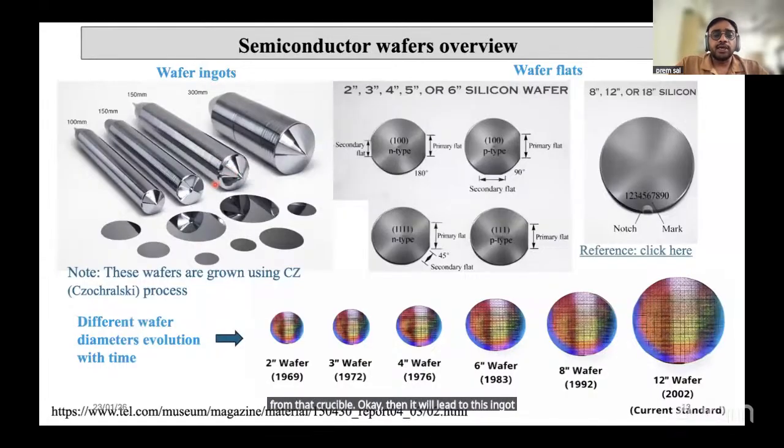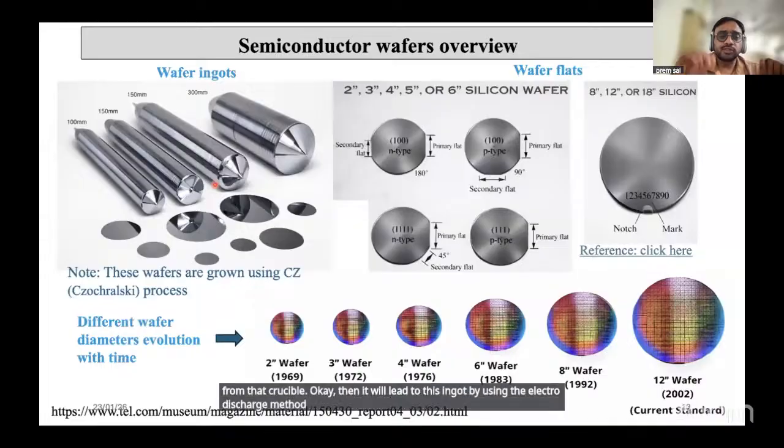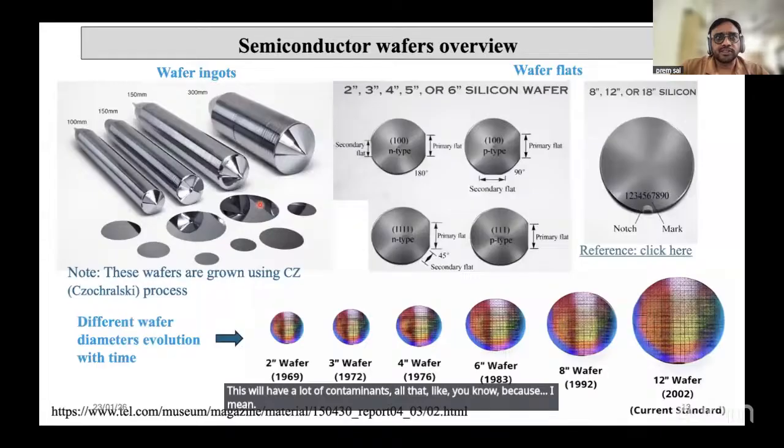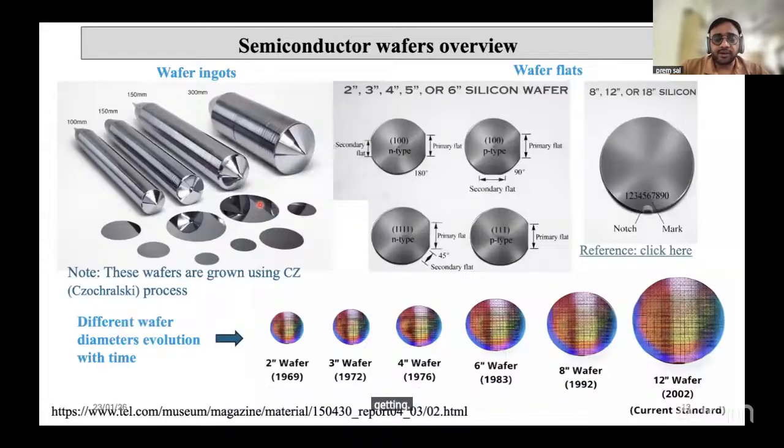By using the electro discharge method, you use a wire to slice the wafers, and you get this kind of wafers. These will have a lot of contaminants, because in the metallurgical process a lot of impurities get added. So basically what I want to say here is, this is what you get out of the reactor.